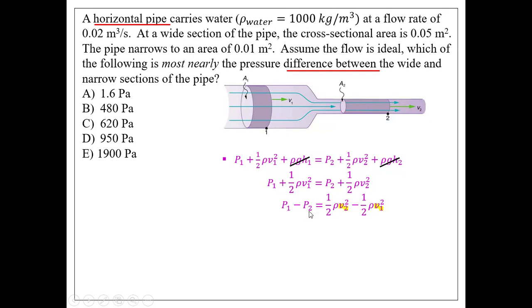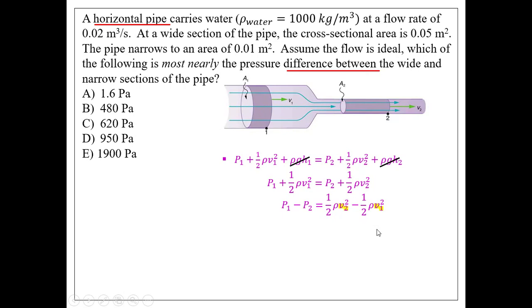Alright, so like I said, I made a choice. I'm just going to move P1 to the left side, so I have P1 minus P2. But at the same time, I want to move this 1/2 rho V1 squared to the right side. So I carry down 1/2 rho V2 squared, but then this is positive, so when you move to the other side, it must become negative.